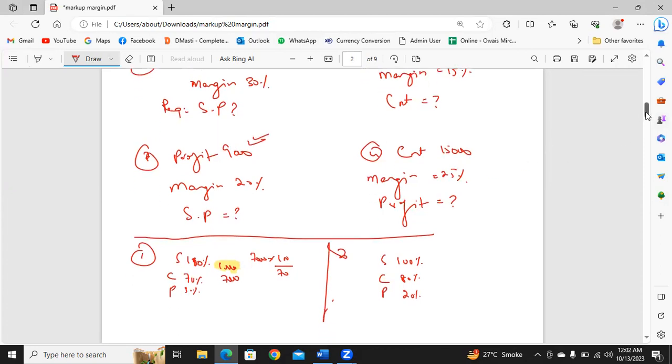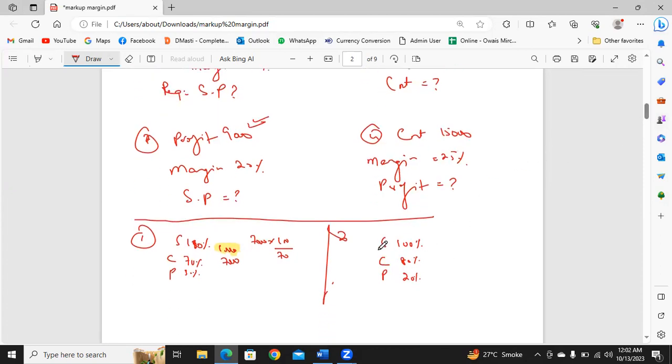So what we have out of these three things? We have 9,000 as 20%. Now we have to calculate the selling price. So what we have to do? 9,000 into 100 divided by 20. So it should be 45,000. Yes, exactly. It is 45,000. So the answer is 45,000.